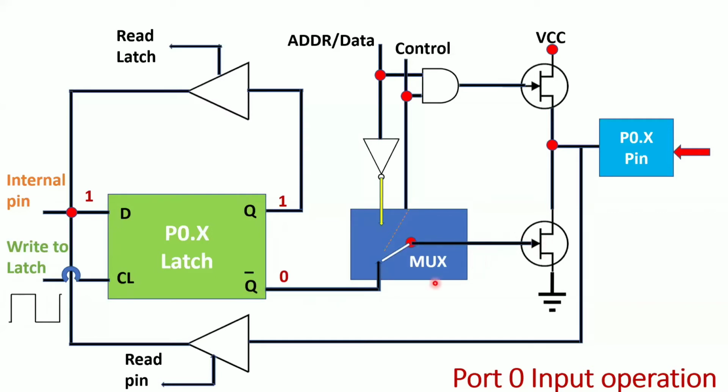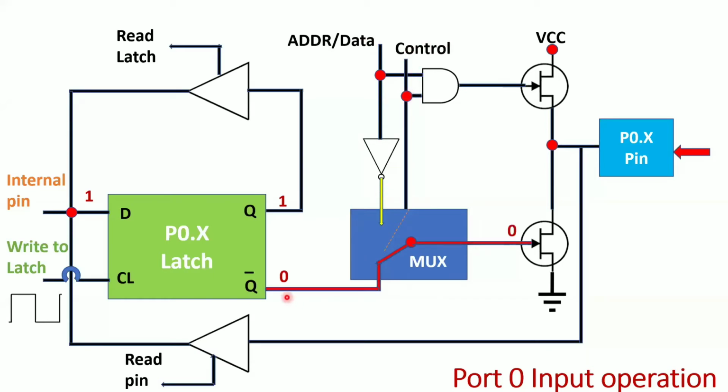You can observe there is some address or data and control. This control signal will control this multiplexer. Whenever you want to make it an address or data bus, I'm sure you know that port 0 can also perform as a multiplexed address bus or data bus. So to make it an address bus or data bus, the control signal will be applied. If I don't want address bus or data bus, and want a general purpose input and output port, the control signal will be 0.